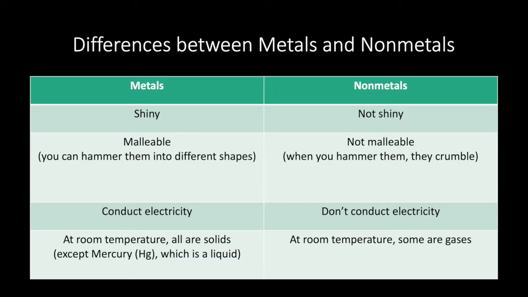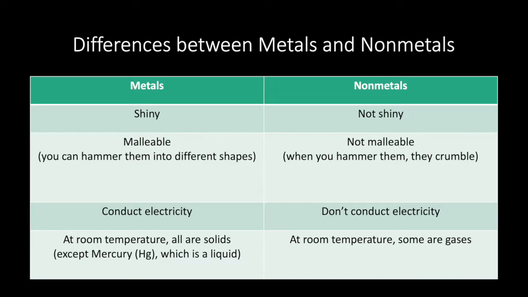If you've taken anatomy and physiology, you know that the bone in your ear that looks like a hammer is called the malleus. That's just coming from the Latin word for hammer. So if it's malleable, you can hammer them into different shapes. You can do that with metals. You can take a chunk of a metal and hammer it until it's long and thin, like a wire.